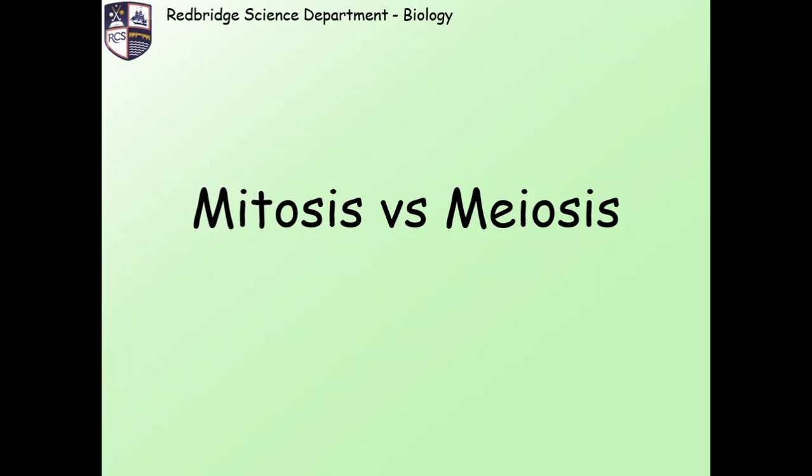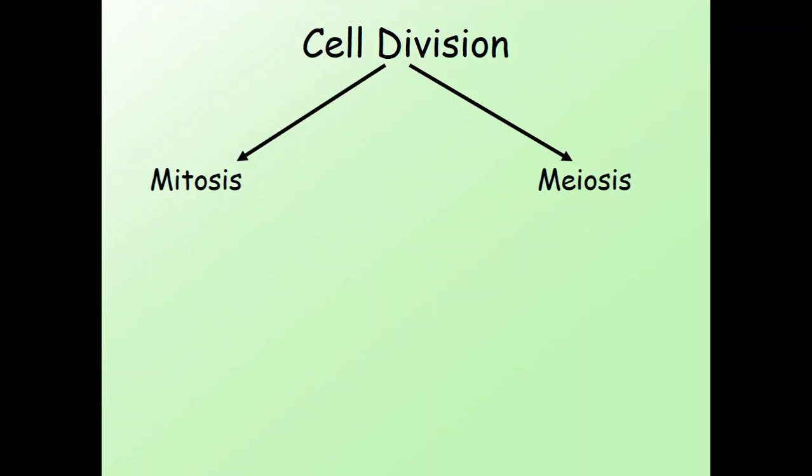In this video, you will learn how to compare and contrast the outcomes of mitosis and meiosis. Both mitosis and meiosis are forms of cell division. However, the types of cells that are produced in mitosis and meiosis are quite different from each other.